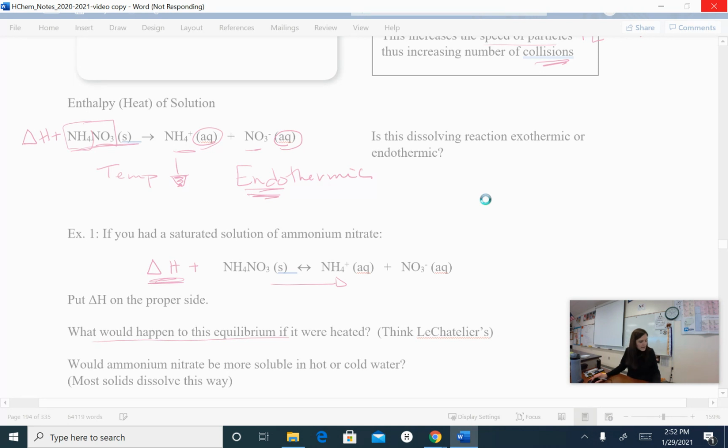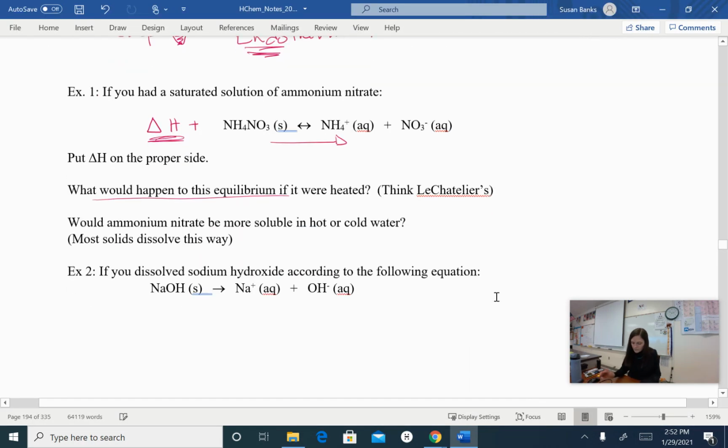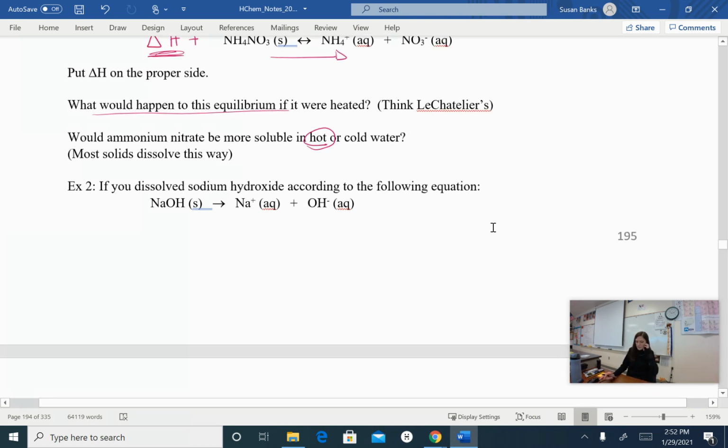All right, next, hopefully we can get my computer to stop thinking. Next, we're going to dissolve sodium hydroxide. And I might try and find a demo for you on this. Let's see, sodium hydroxide in water.